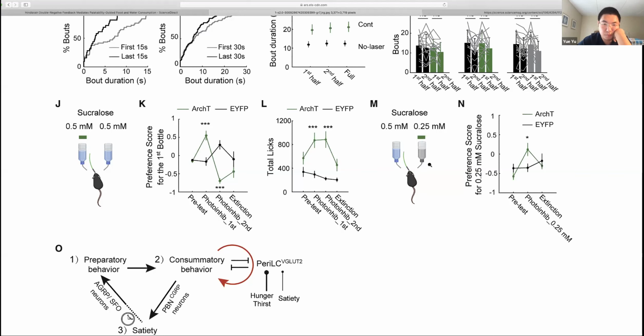A is the pretest. So I think the first and second are the first bottle and the second bottle. K doesn't mean it is a time scale. It's just on different conditions. And when you do stimulation of photo inhibition, you have the first bottle and second bottle consumption. Obviously, the difference is huge. The first bottle, which the animal did not prefer, becomes the preferred one, while the second bottle, which was previously preferred, this time they don't care about at all.